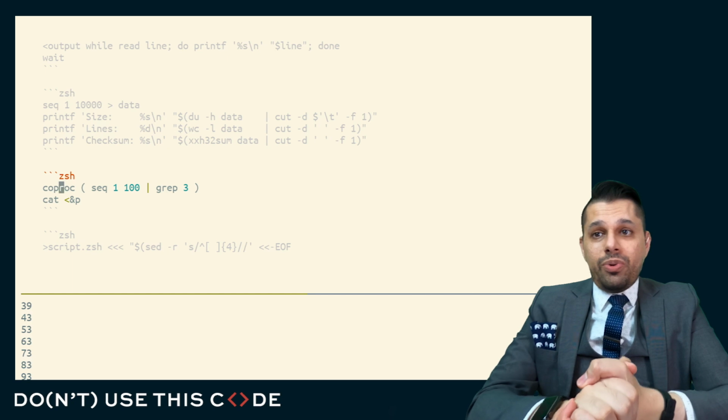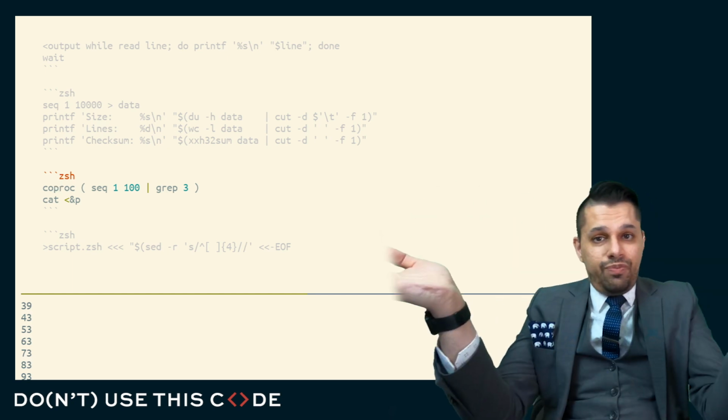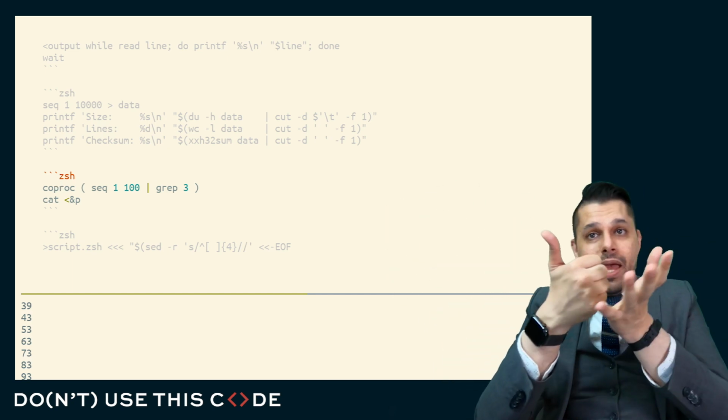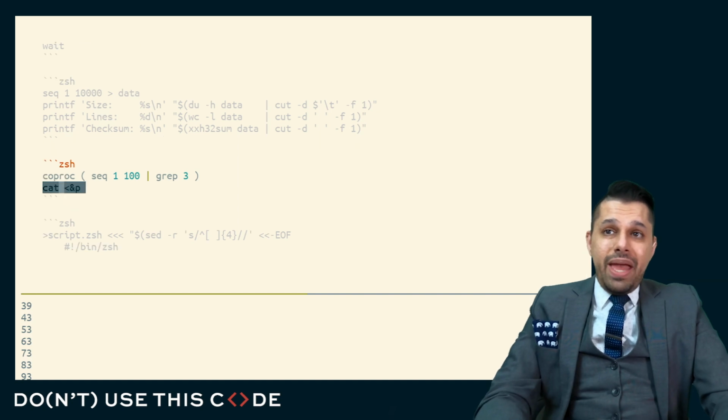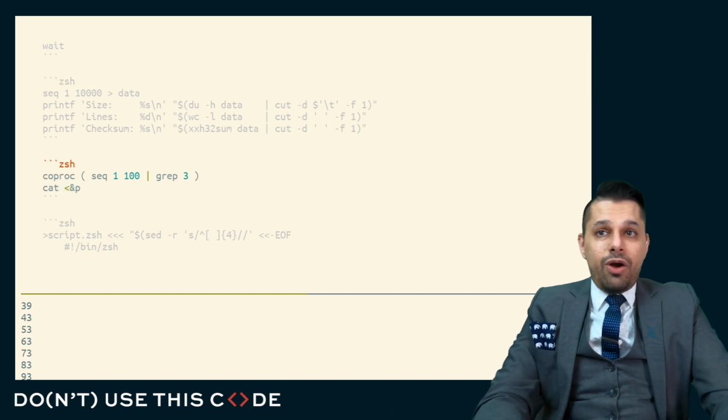So here's a very simple coprocess. It just does sequence 1 to 100, the first 100 numbers, looking for any number that has a 3 in it. And here's the main Shell process that can read from that or write to that, just using this special file descriptor P.